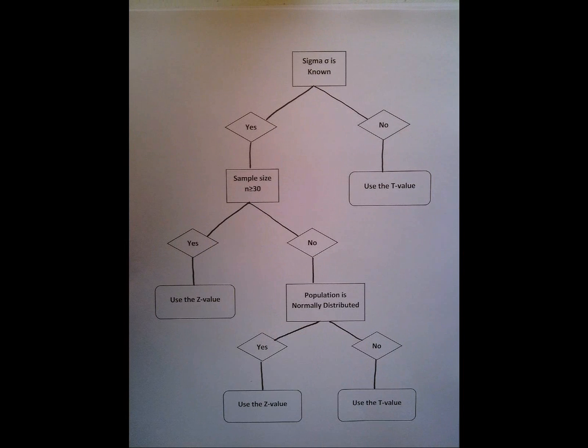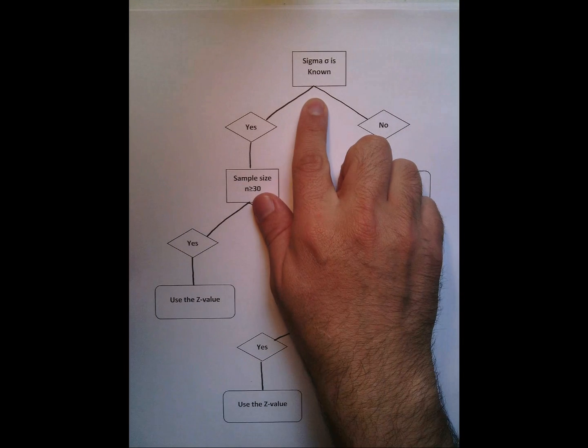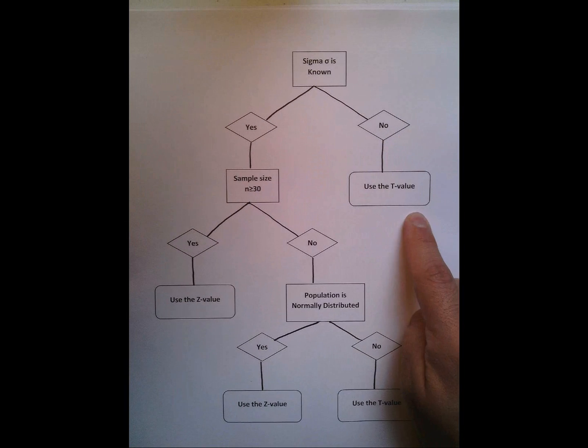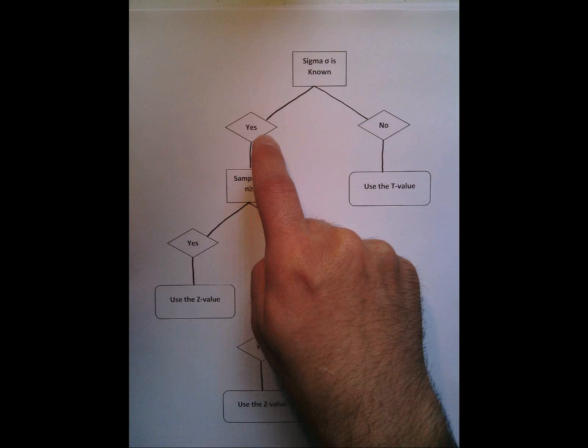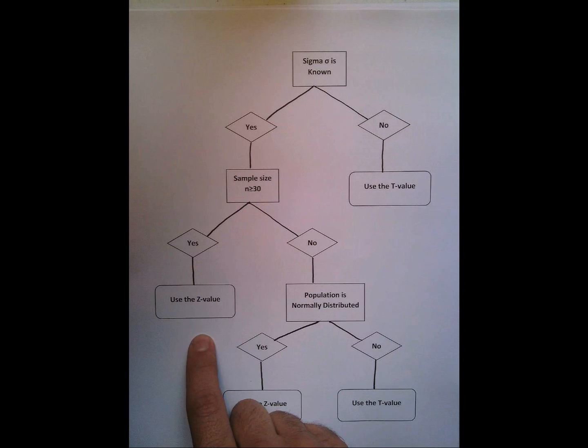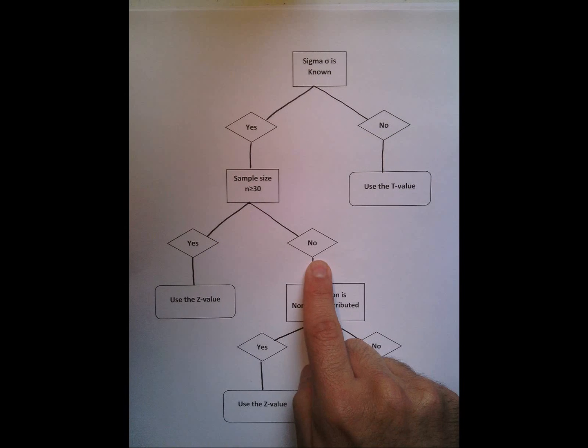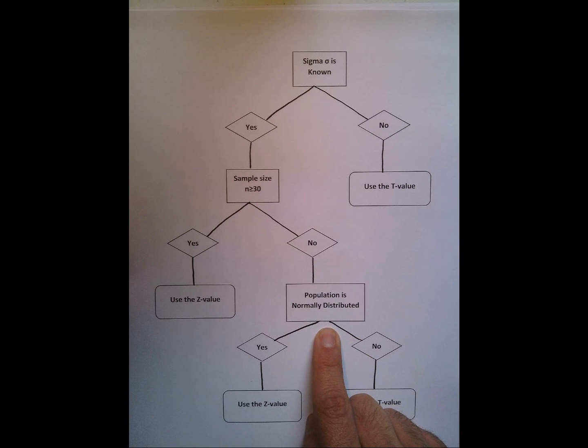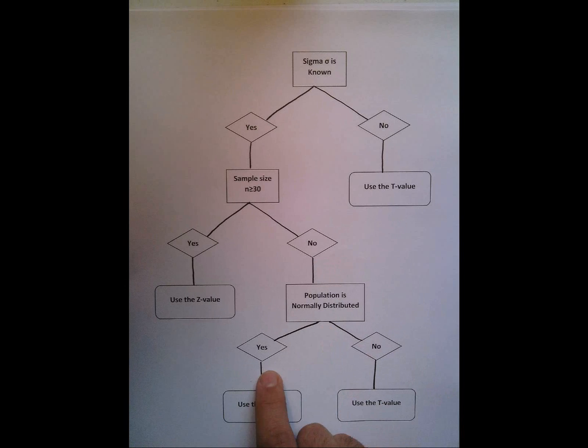All right, again, going through it. Do you know sigma? If not, use the t value. If you do know sigma, follow-up question, is your sample size bigger than 30? If it is, use a z. If not, then you have to ask yourself the third question, is your original population normally distributed? If yes, use the z value. If no, use the t value.